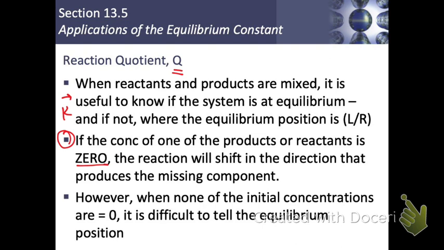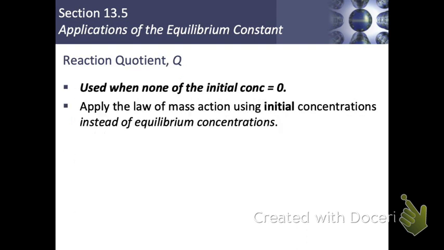If we start with all four of our components, reactant, reactant, product, product, and put all of those into the mix to start our reaction, how can we go about that? We use and find Q when none of the initial concentrations are 0. We apply the law of mass action, that's the K equals [A]^a [B]^b formula, whatever that equation is.